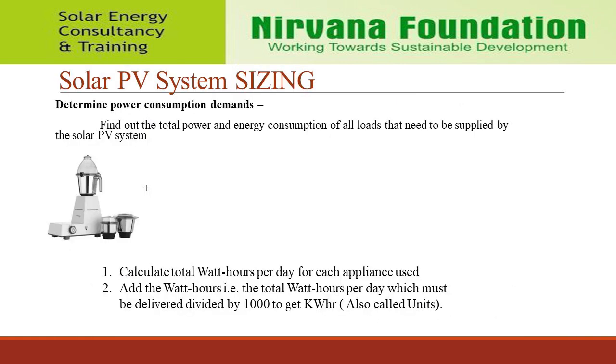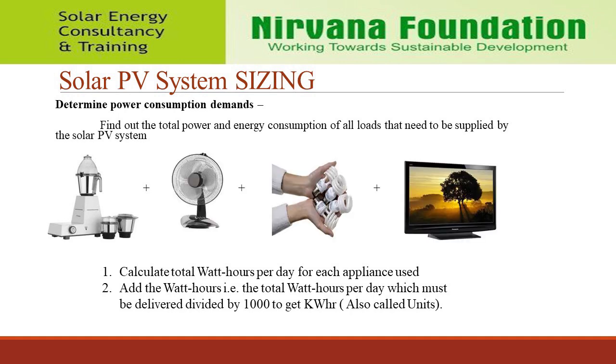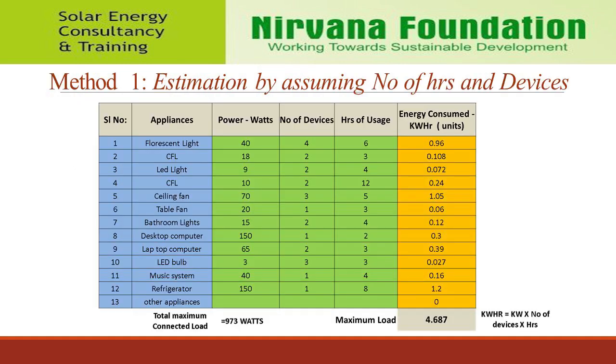Solar PV system sizing. Determine power consumption demands. Find out the total power and energy consumption of all loads that need to be supplied by the solar PV system: mixer, fan, bulbs, TV. Calculate total watt-hours per day for each appliance used. Add the total watt-hours per day which must be delivered, divided by 1000, to get kilowatt-hours. Estimation by assuming number of hours and devices.